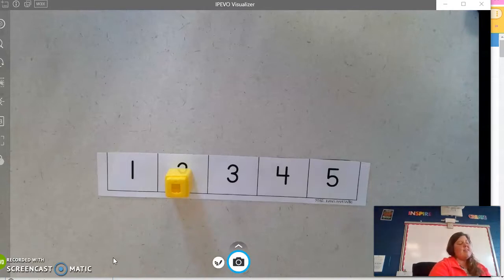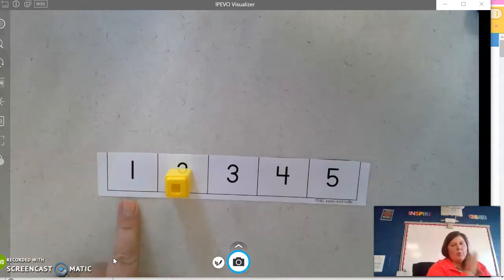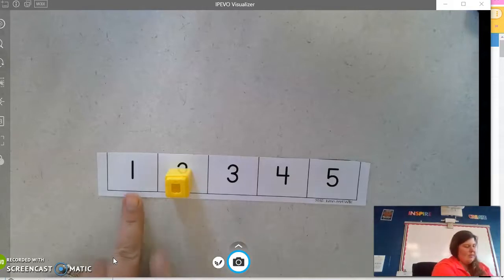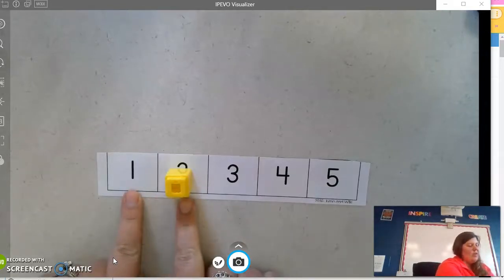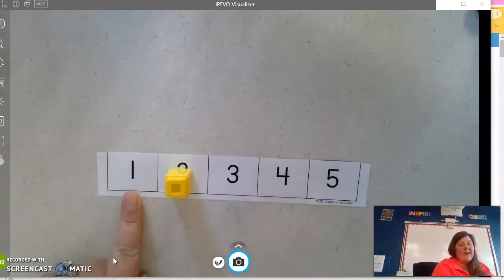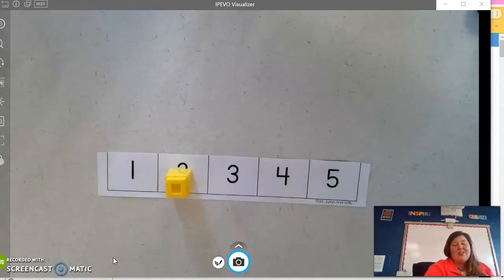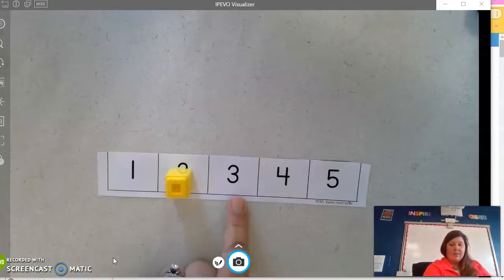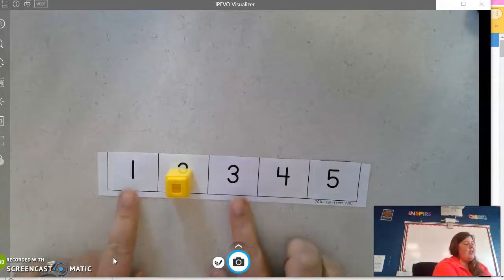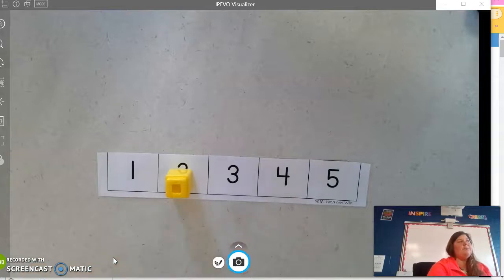Maybe I could say this number is greater than 1. We want them to guess a couple of times. So if it's greater than 1, it could be 2, 3, 4, or 5. Maybe I could say this number is less than 5. Maybe I could say this number is less than 3. I could say this number is in between 1 and 3.